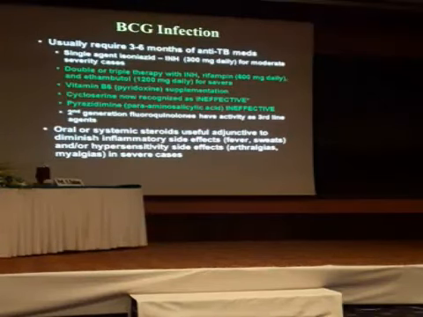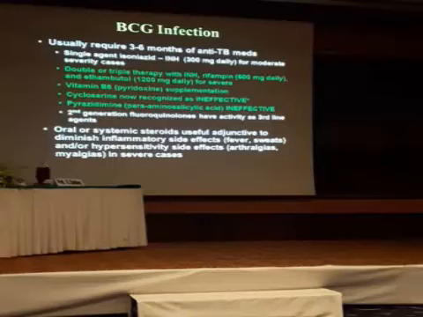So BCG infection, if you do have it, typically needs about 3 to 6 months of anti-TB meds. Single agent isoniazid for moderate cases, but usually double and triple therapy with isoniazid, rifampin, and ethambutol for the severe cases is the answer. You do want to supplement with vitamin B6. This is something that's testable. Cycloserine before was thought to be helpful, now it's ineffective. And pyrazinamide, ineffective.